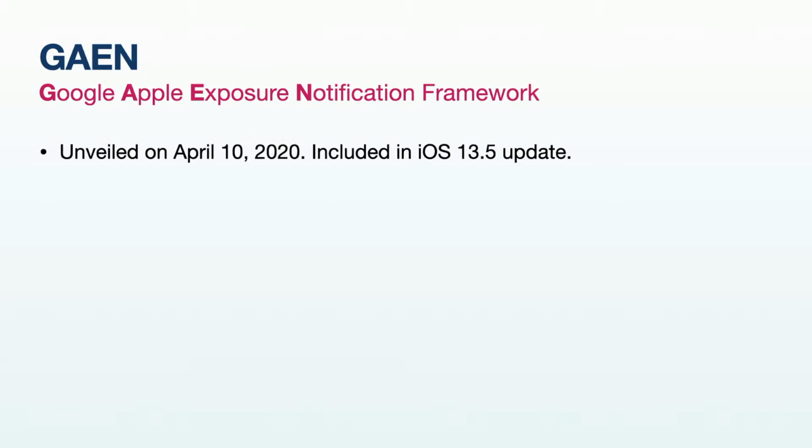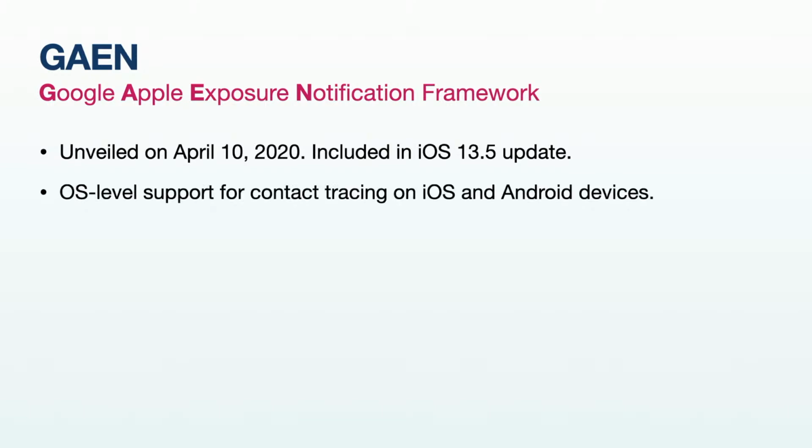And what it does is it provides low-level support for Bluetooth proximity monitoring to find out if certain devices were in contact with each other. More about that later on how it works. So it provides OS-level support for this contact tracing in both iOS and Android. Apple and Google worked together on this to get a very wide coverage of this technology and to make sure that a lot of people can use this kind of contact tracing.